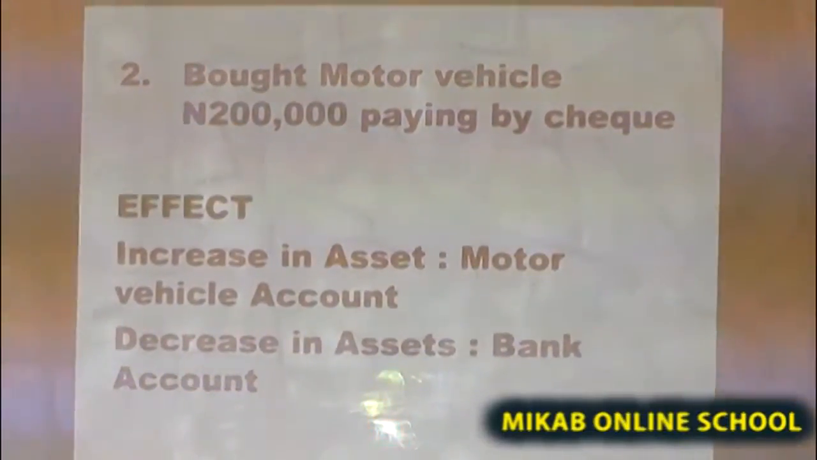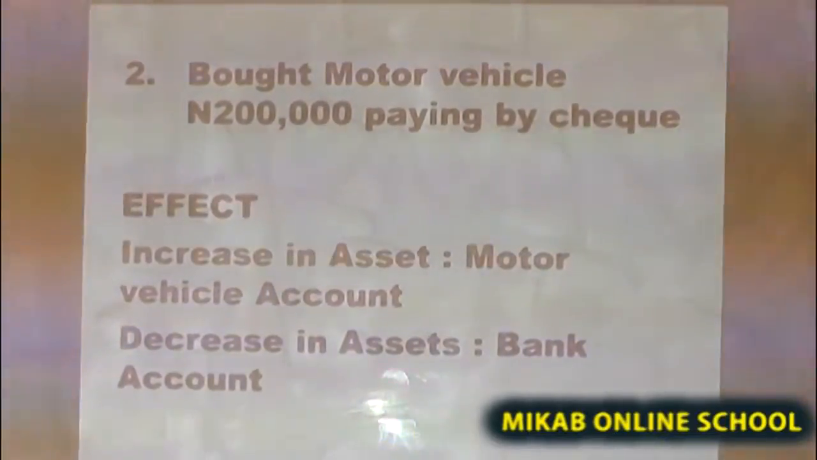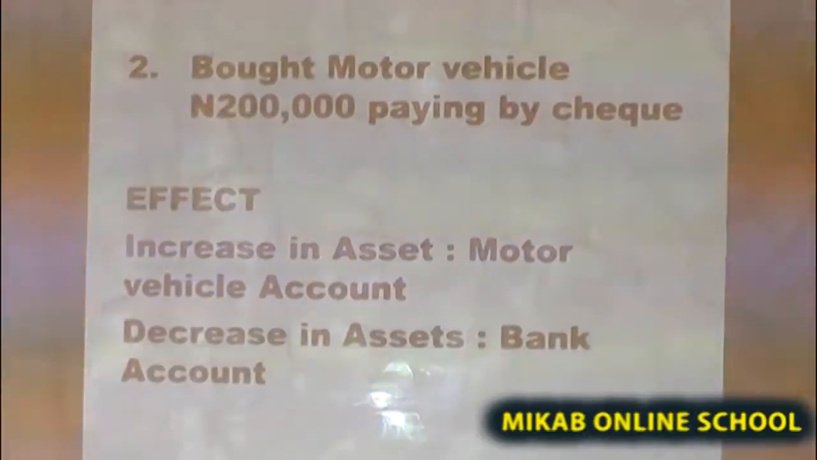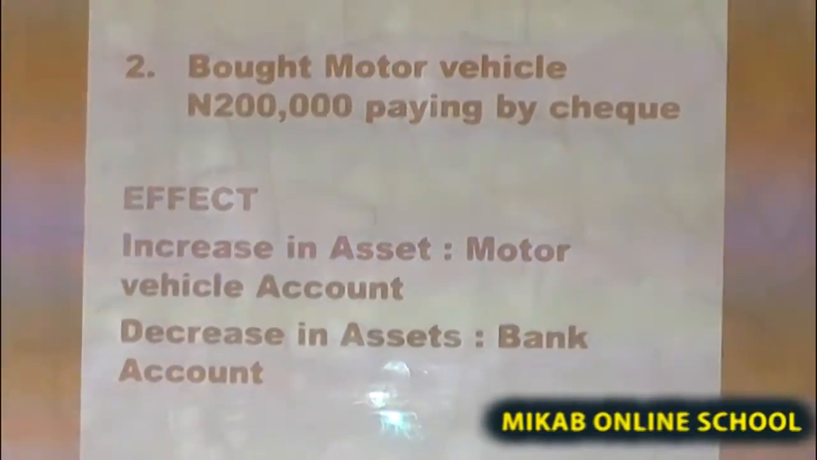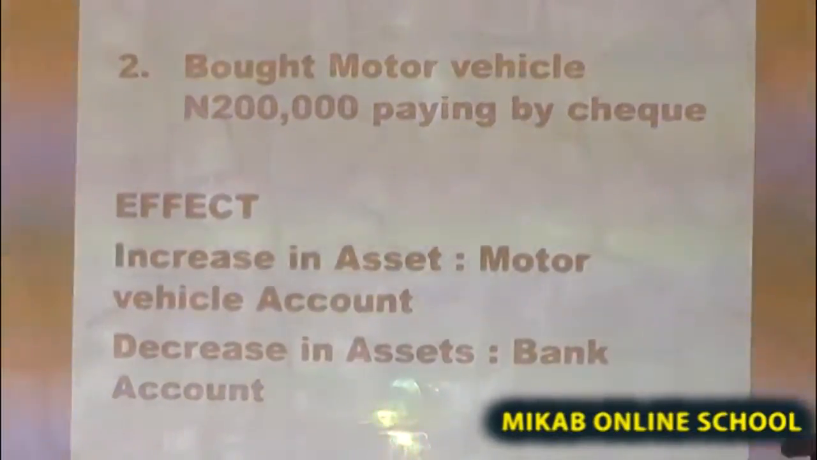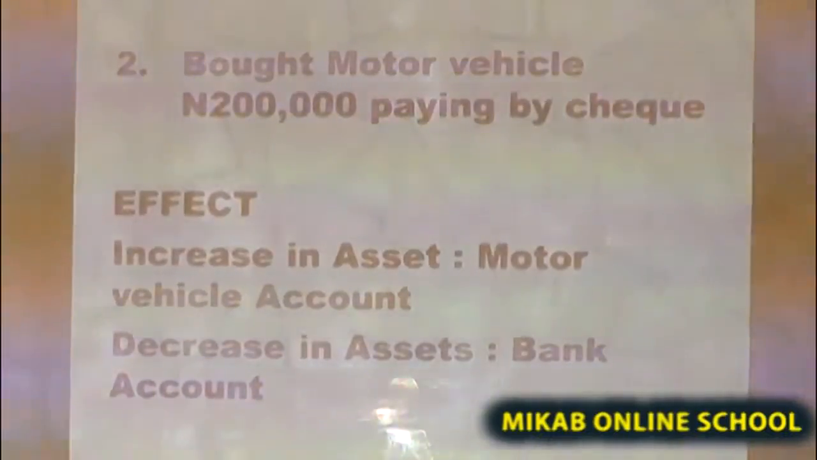Bought motor vehicle, 200,000 naira, paying by check. Look at this transaction now. Payment is not done by cash, it is done by check. It means that bank is involved here. Before you can convert the check into cash, you need to go to the bank.